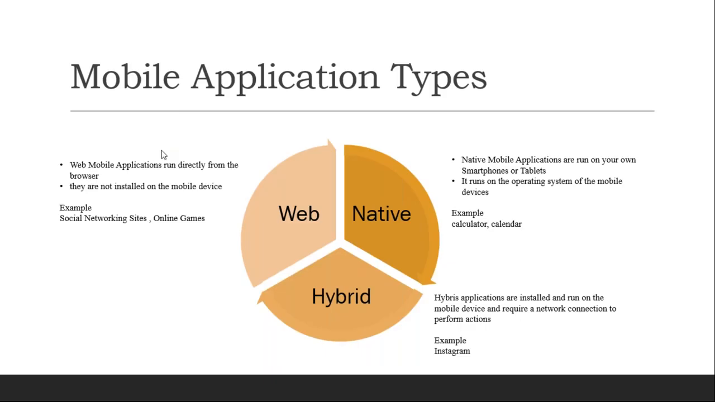So basically, we have come to understand that in the mobile world there are three types of mobile applications: native, hybrid, and web. Native is native apps, say calendars, calculators. Hybrid is a combination of web and native. Web is a browser activity. In the browser, whatever application you are launching, that is a mobile application type. Any questions, guys, on this?